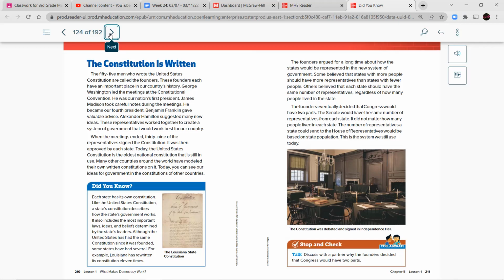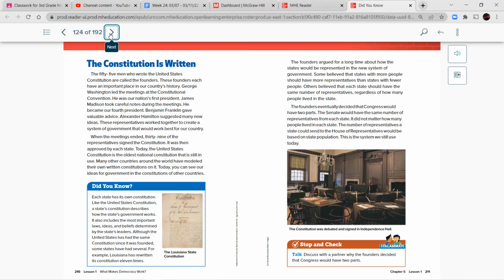Did you know each state has its own constitution? Like the United States Constitution, a state's constitution describes how the state's government works. It also includes the most important laws, ideas, and beliefs determined by the state's leaders. Although the United States has had the same constitution since it was founded, some states have had several. For example, Louisiana has rewritten its constitution 11 times.